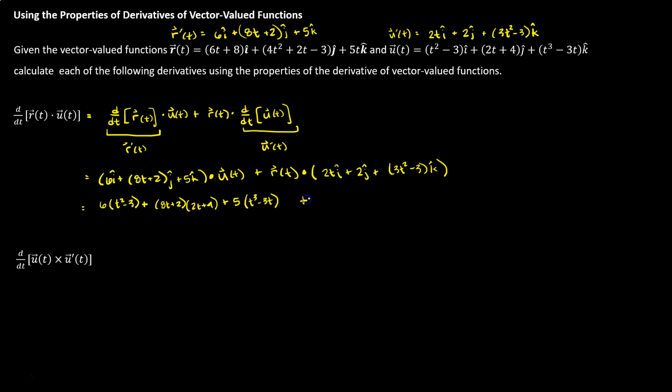Then we need to do the dot product between r and u prime. So the i component from r is 6t plus 8 times the i component of u prime, which is 2t. Moving on to the j component, the k component. And now we just need to simplify and combine like terms.